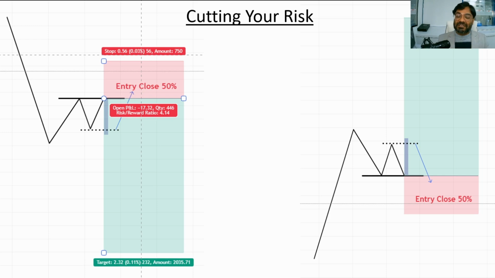Now this is a very interesting thing that I'm going to teach you: how to cut your risk. Of course, a trailing stop loss is good, but even without the trailing stop loss, if you want to cut your risk, it's quite easy. See this chart.